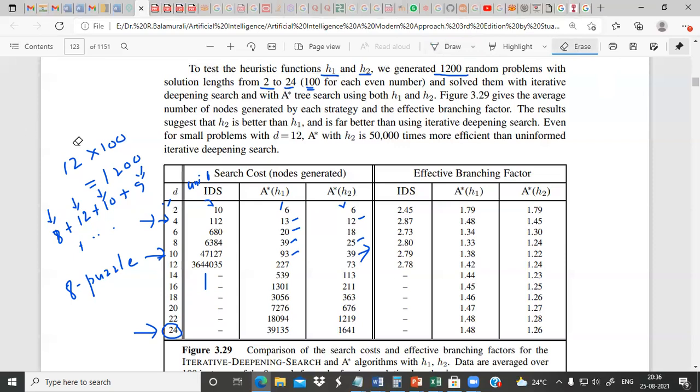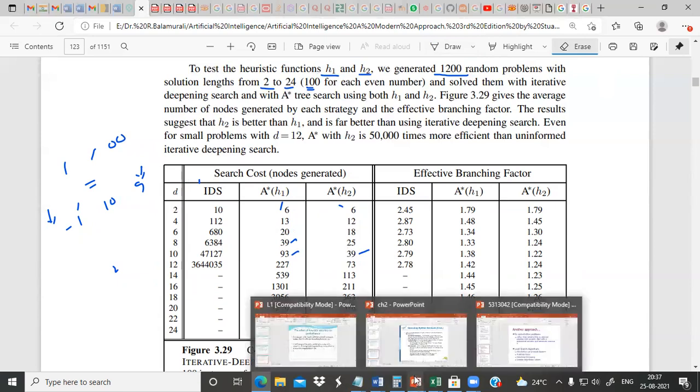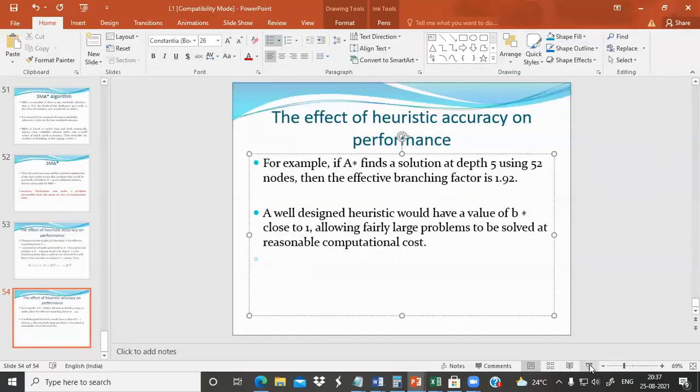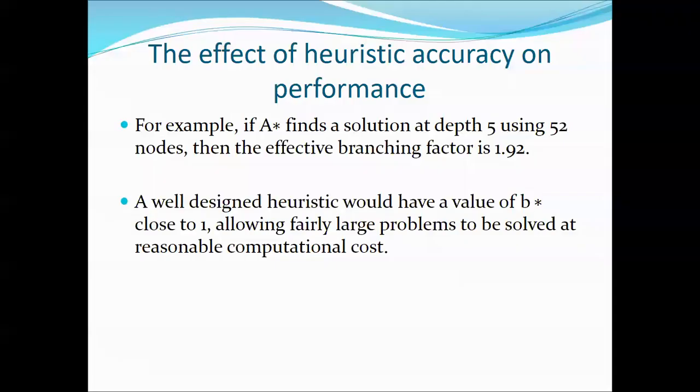So the heuristic plays a crucial role in determining the effectiveness of the algorithm, even though both the heuristics were consistent. Both the heuristics were consistent, that is, as they are consistent they are also admissible, but even then one heuristic is better than the other heuristic, right? So that's the key point. And one more thing which we'll be discussing is the effect of heuristic accuracy on performance. So how good the heuristic is, to that extent your performance will increase, the algorithm's performance will increase, right?